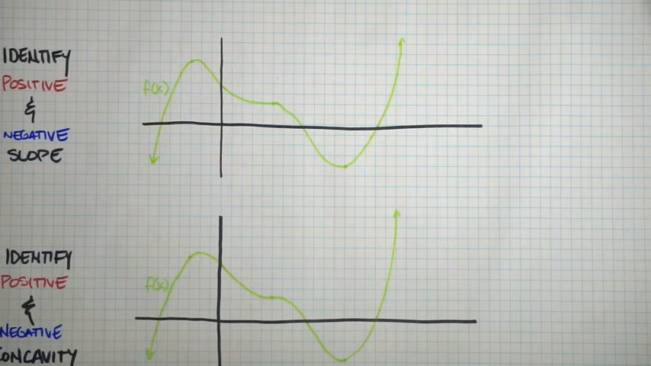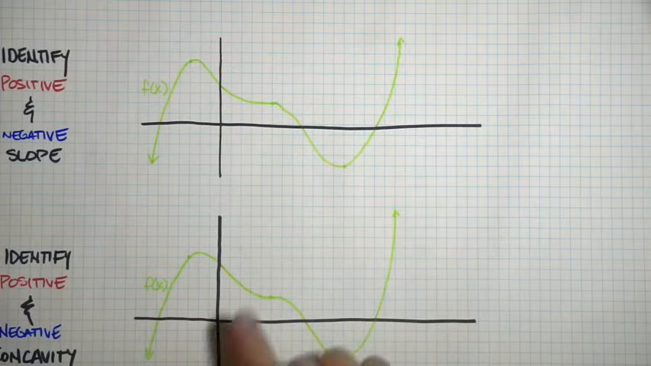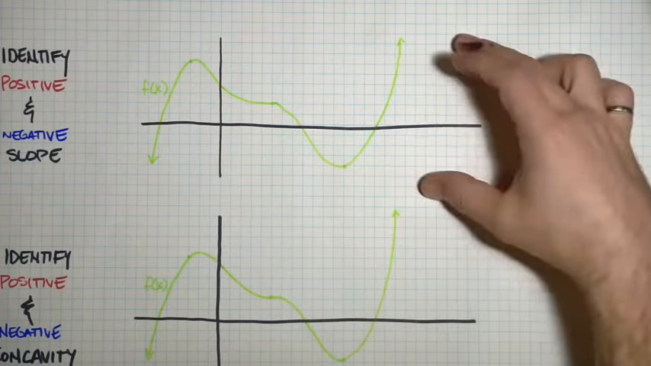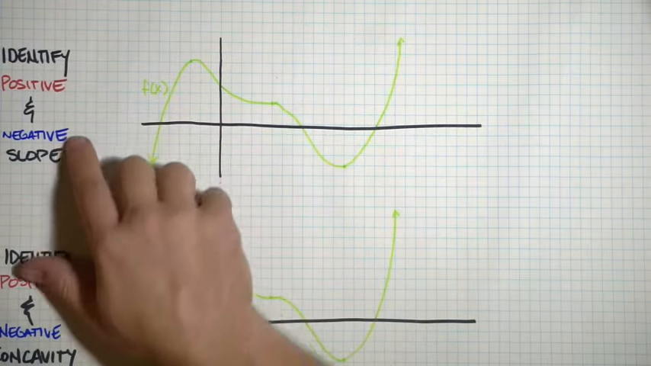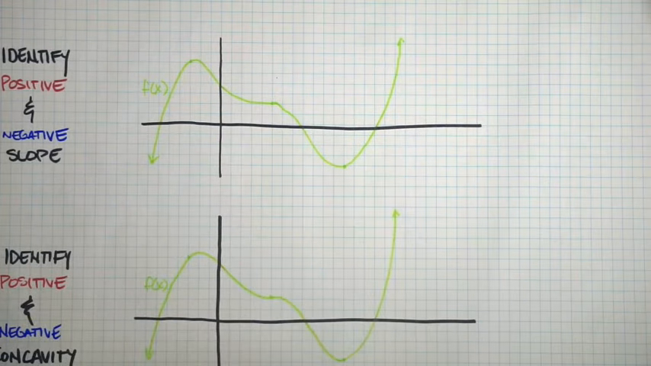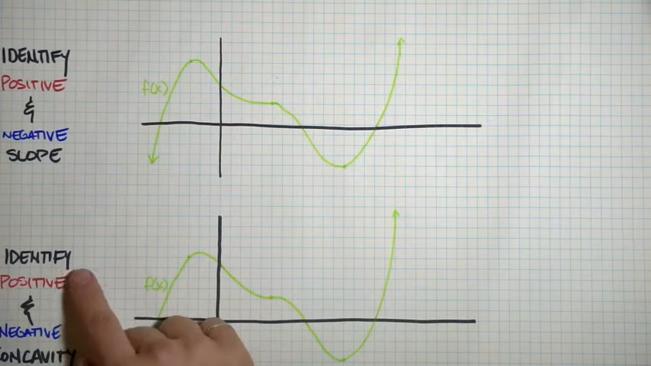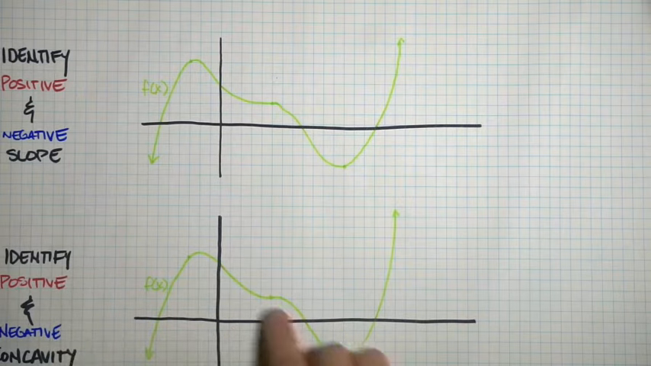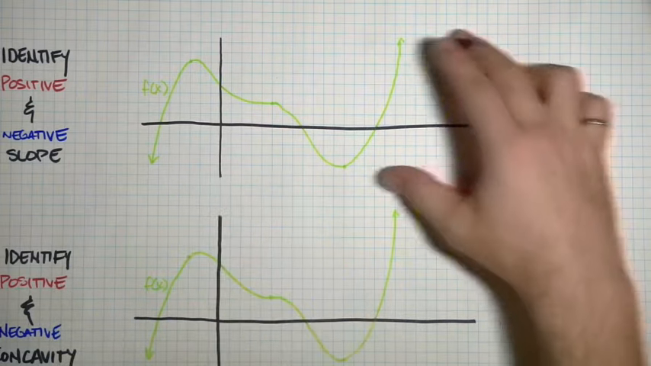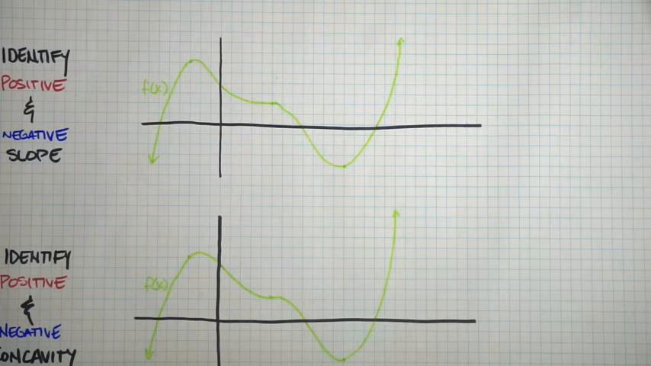Here we have two problems, or two things we're asked to do for this same function. I just drew the function twice. The first one, we're asked to find where the function has a positive and negative slope. And the second one asks us to identify where there's positive and negative concavity. So let's start off with this first one. We know how to do that. That's based on the first derivative of the function.